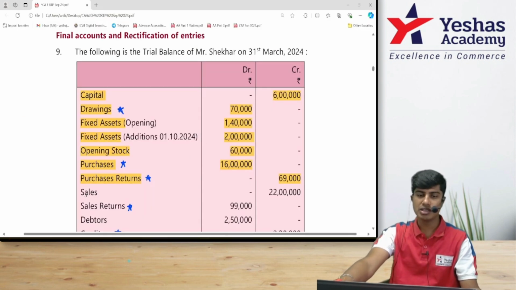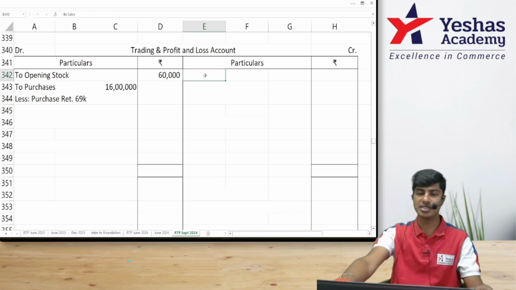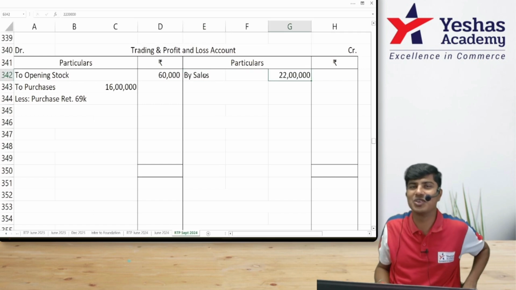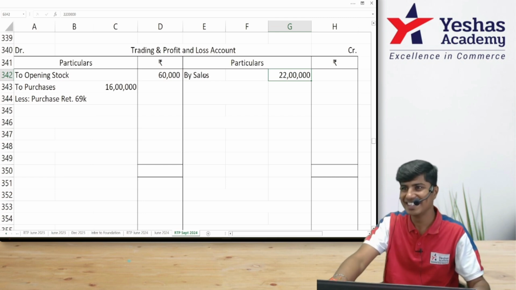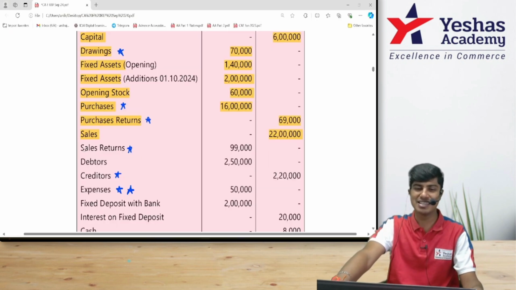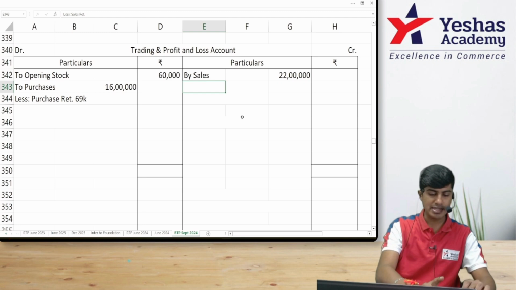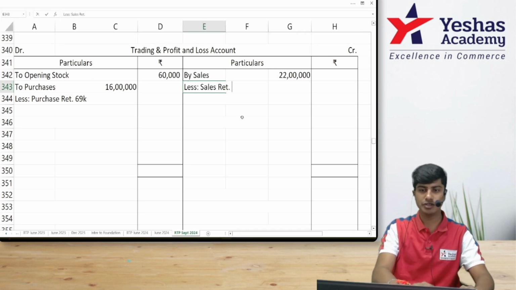What is after that? Sales. How much are sales? 22 lakh. Wow, there is no adjustment for sales. Can I write sales in the outer column? No, there is sales return. I'll write sales 22 lakh, only to adjust one item, which is sales return. What is after this? Sales return. How much is sales return? 99,000. But sales return has an adjustment. So I would write here less sales return. How much?